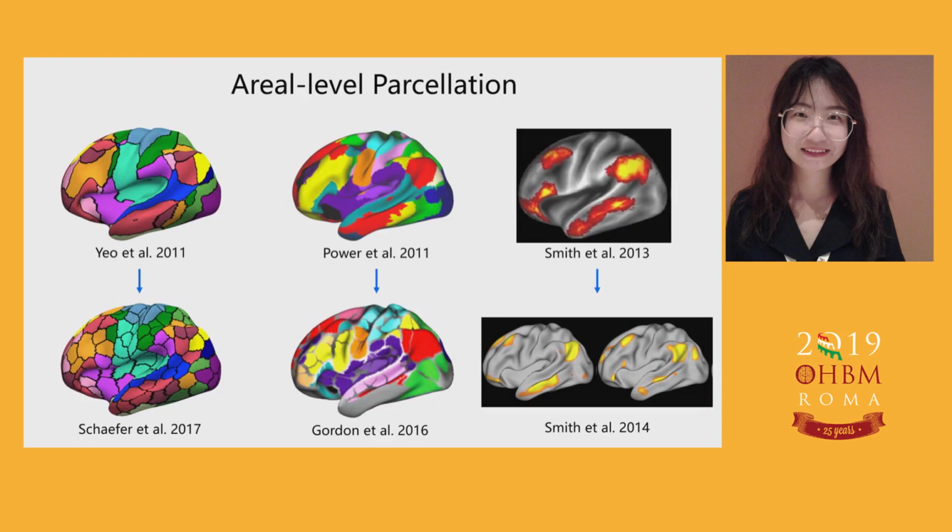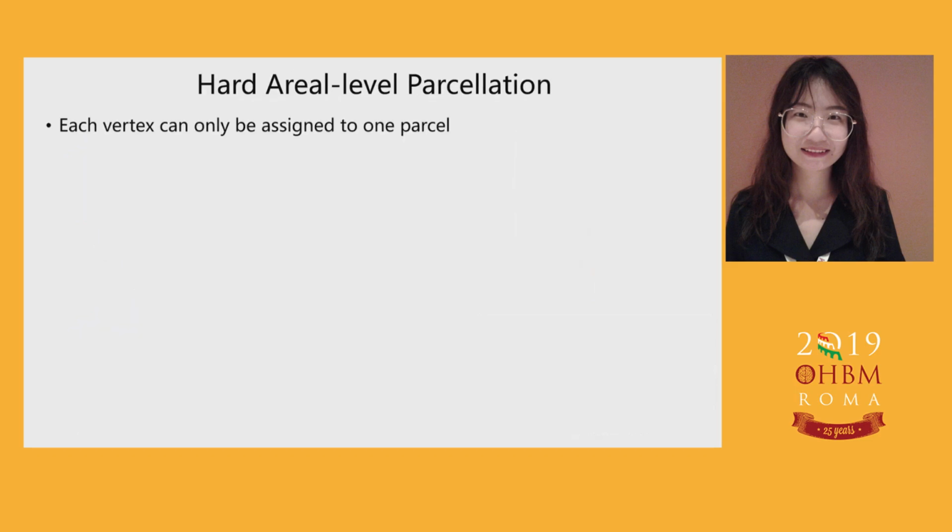Here I'm showing you another three examples of the area-level parcellations, and we can see that each of the large-scale networks at the network level can actually contain multiple cortical areas in the area-level parcellation. Again, we can also group the area level parcellations into hard and soft parcellations. For the hard area level parcellation, each vertex can only be assigned to one parcel. We can apply clustering techniques such as mixture models and spectral clustering to estimate the hard area level parcellation.